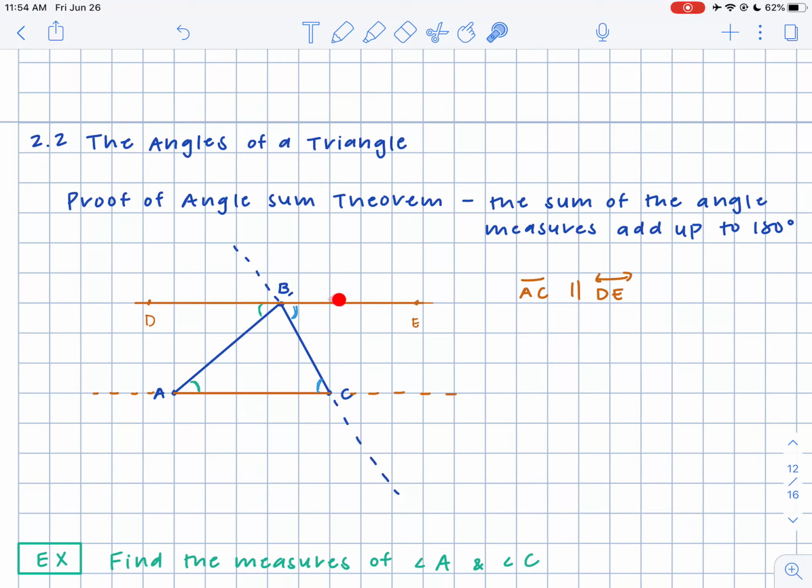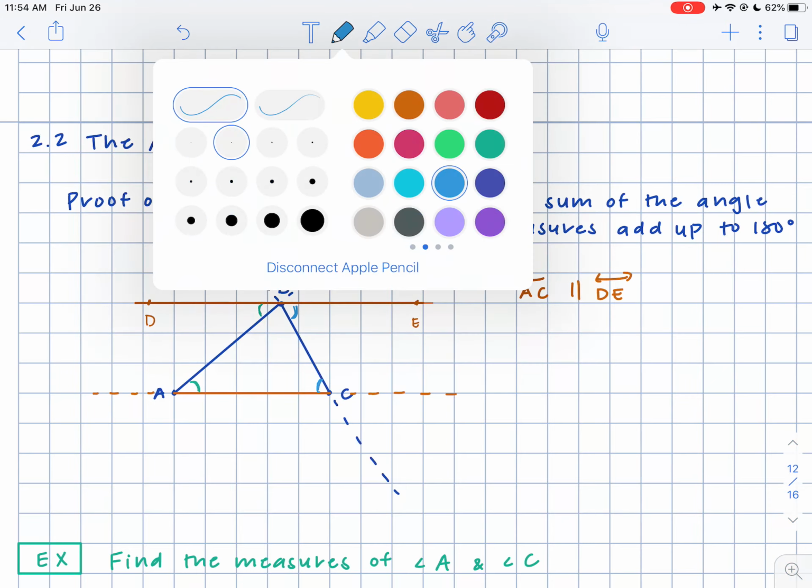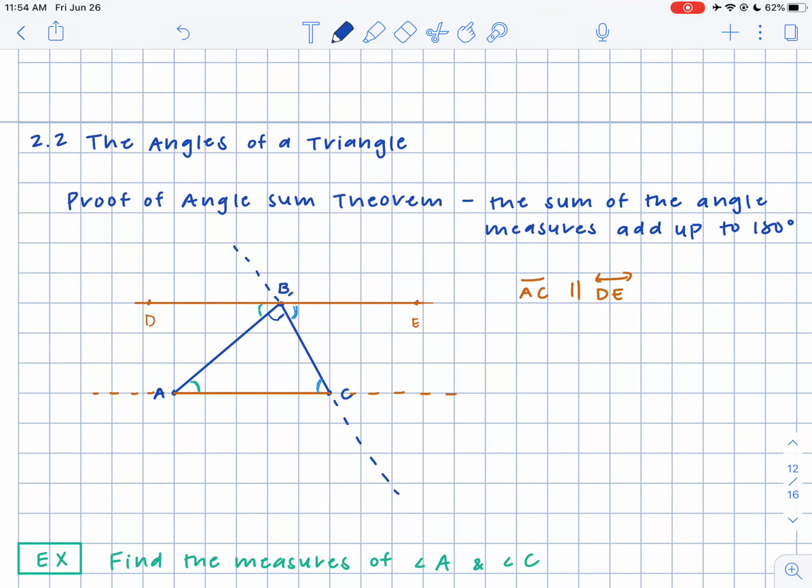Why is this important? Well, this is a straight line. And now we can see that this angle, angle B, and this other exterior angle are adjacent to each other, and they add up to 180, okay? Because this is congruent to angle A, and this angle is congruent to angle C, and since you see the straight line, they add up to 180. This proves that the sum of the angles inside a triangle will add up to 180.